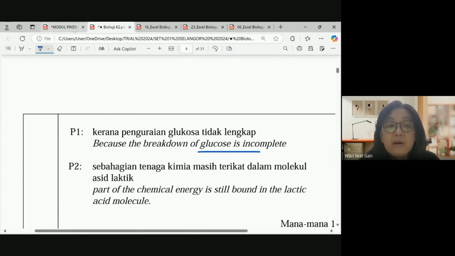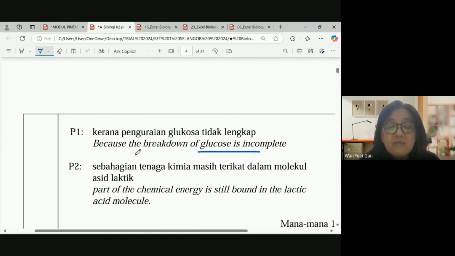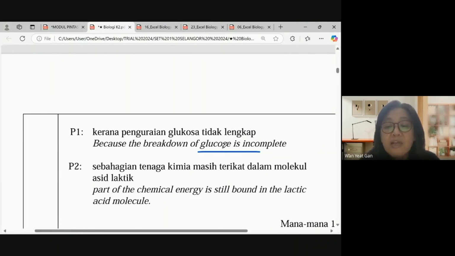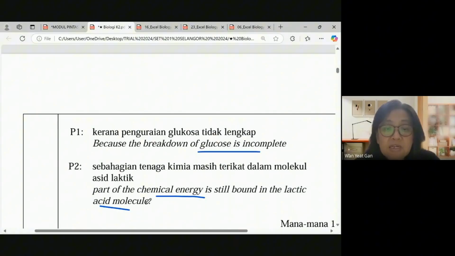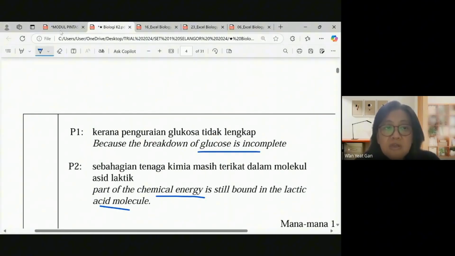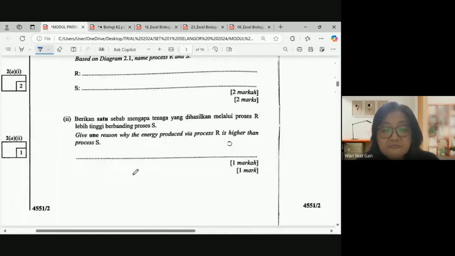So the lactic acid fermentation is the incomplete breakdown of glucose. So part of the chemical energy is still bound to the lactic acid molecule. Therefore the total amount of energy is not fully released if oxygen is not present.